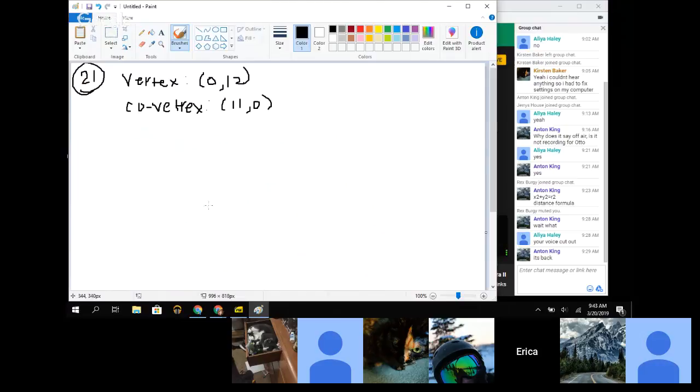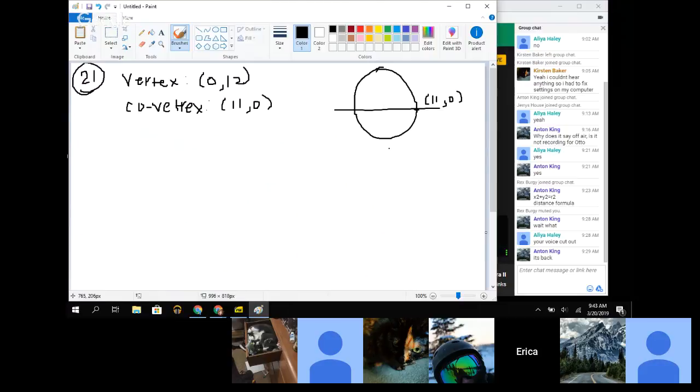So what I have to do is decide what kind of ellipse this is going to be. You'll notice, before I even flip to my other paper, if I were to sketch this out, the vertex is at 0, 12. So that means my bigger side is on my y-axis. My ellipse is going to be a little bit bigger in my y-axis than in my x-axis. They're going to be close because my co-vertex is at 11, 0.